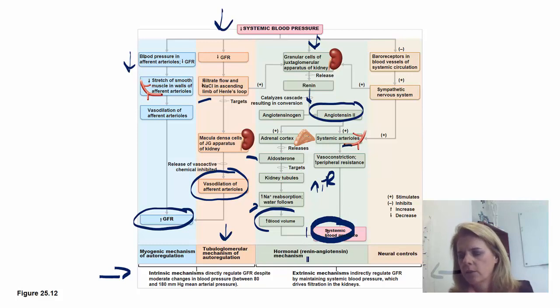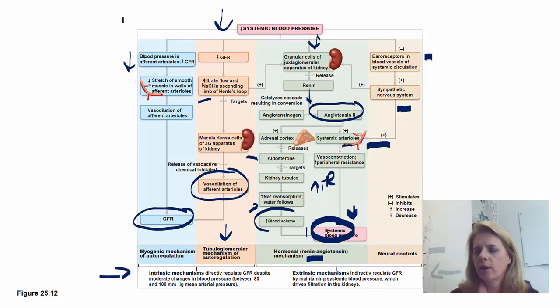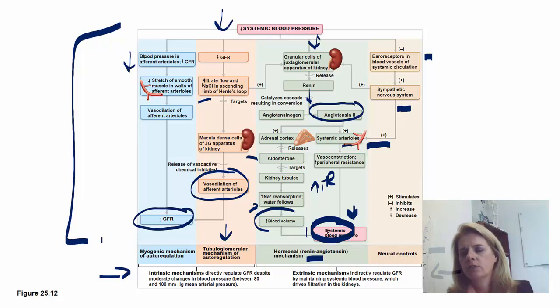Those are all endocrine, that renin-angiotensin hormonal system. What about neural controls? You're going to have baroreceptors. They're not going to be stimulated anymore because there isn't a lot of high pressure going against them. That's going to turn the sympathetic nervous system on. The sympathetic nervous system will also cause those arterioles to clamp down, increase peripheral resistance, and increase blood pressure. So this is a great slide with everything on it, and it shows you all the different systems: the myogenic responses, the tubuloglomerular feedback responses, the hormonal responses, and the neural responses to low blood pressure.